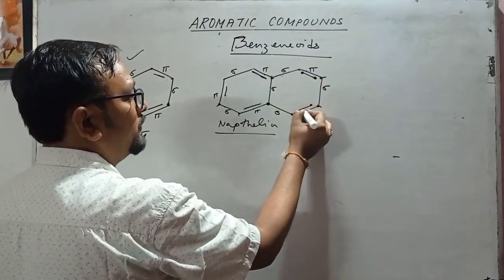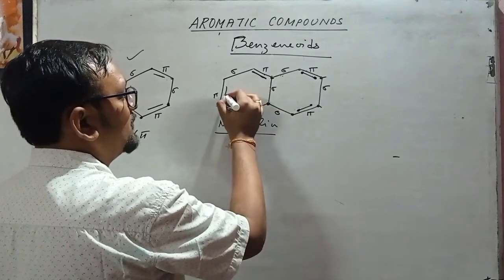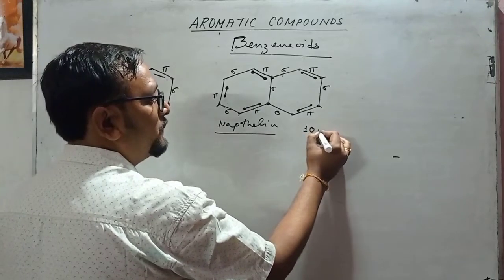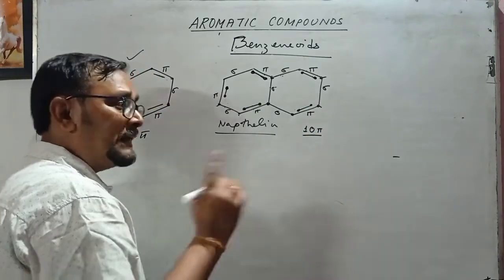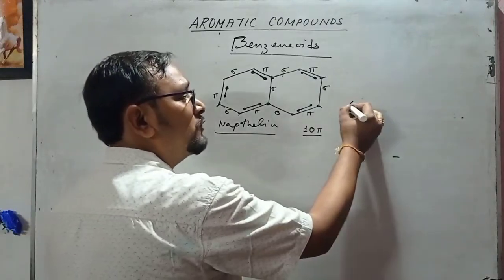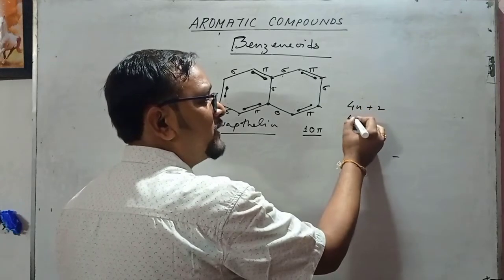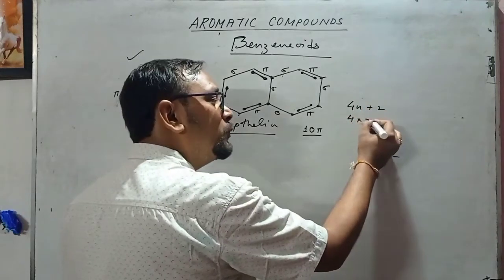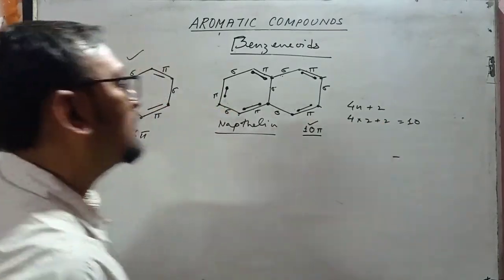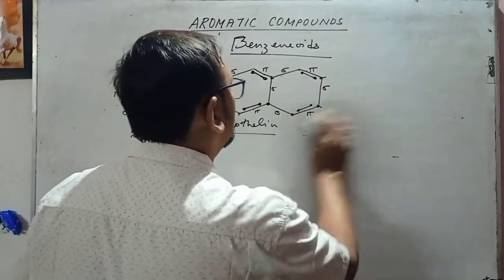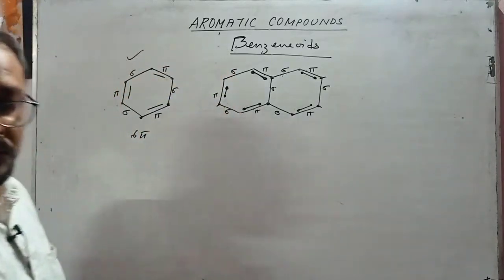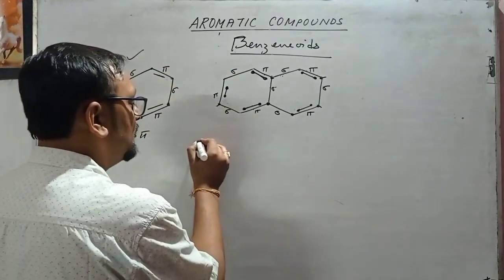Now let's count the number of pi electrons. 1, 2, 3, 4, 5, 6, 7, 8, 9, 10. So here we have 10 pi electrons. Is 10 there in 4n plus 2? Let's see, 4n plus 2. If I put 4 into 2 plus 2, isn't it coming to 10? So yes, it is obviously an aromatic compound. Clear all of you? Getting the idea? So let us do one more to understand much more clearly.